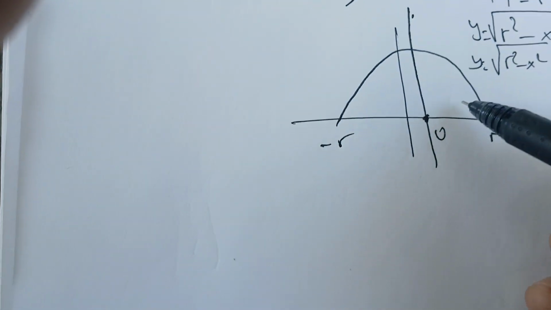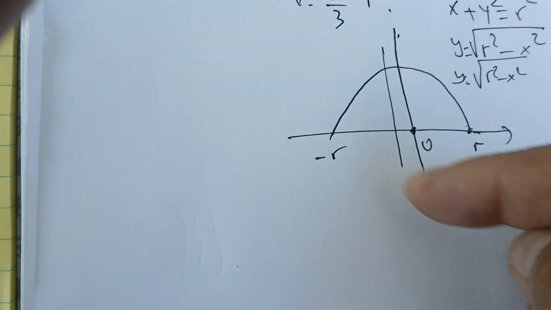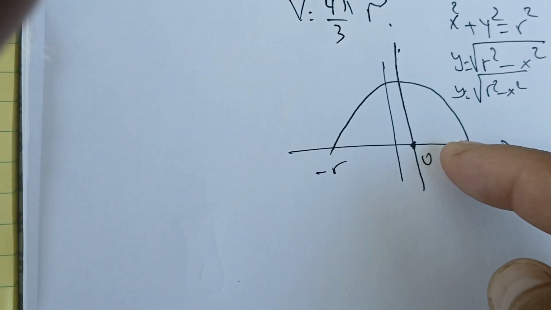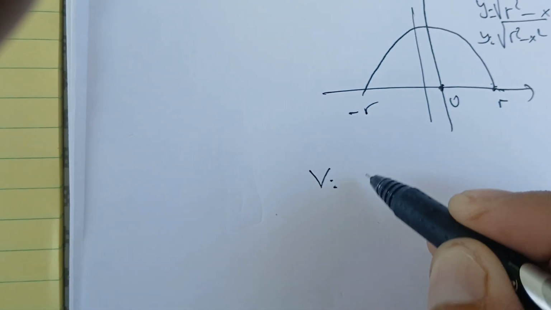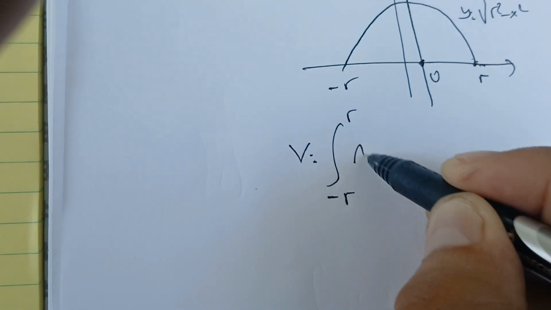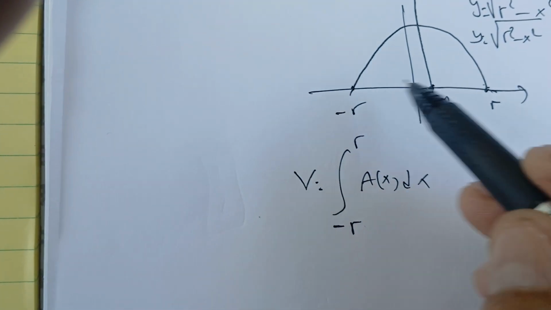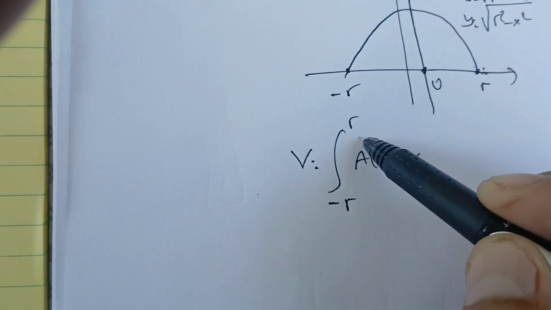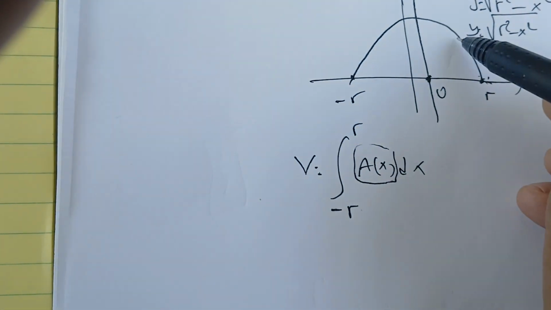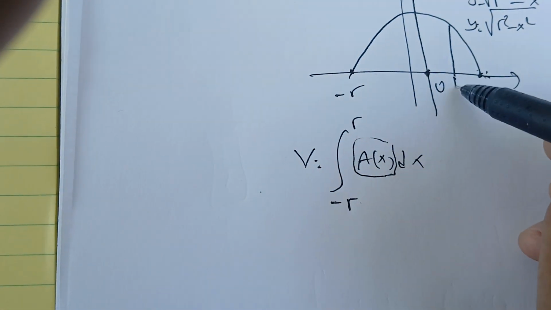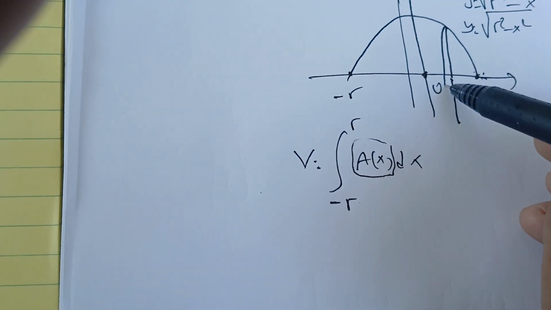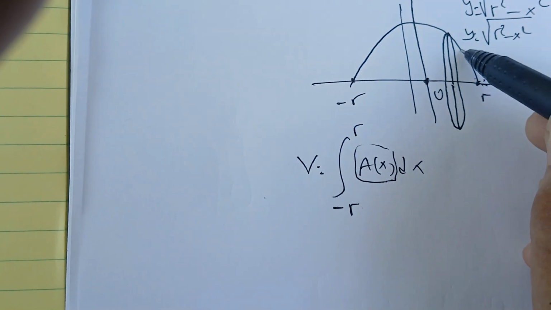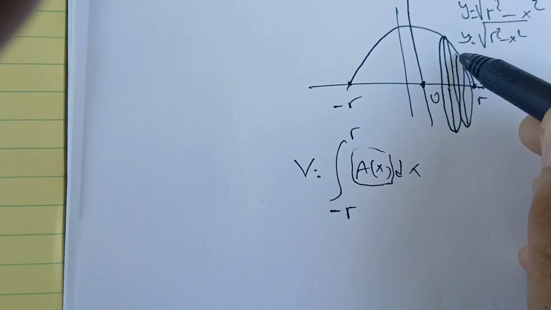When I rotate this one about the x-axis, I'm going to get the volume of the sphere. I know that in this case the volume is given by the integral between minus r and r of A(x) dx, where r is the radius, and A(x) I need to specify. So here it's a cross-sectional area. When I rotate y, I'm going to get a circle of radius y. And if I keep adding these circles, I'm going to get the whole volume.